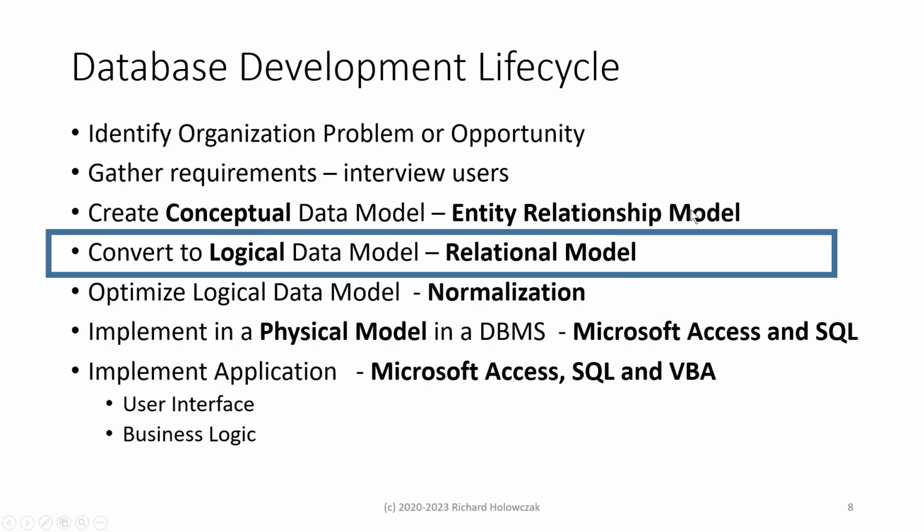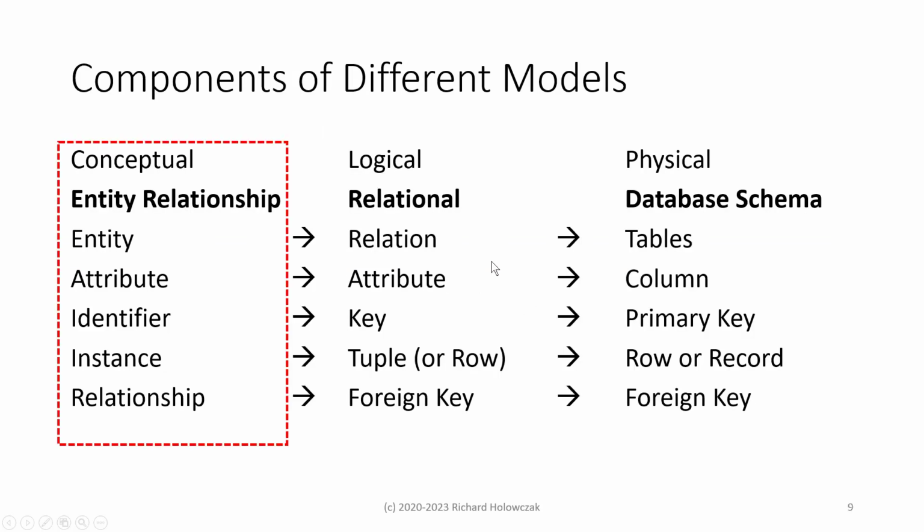Once we have agreement on the entity relationship model, the next stage in the life cycle is to convert that conceptual model into a logical data model. And in this example, we are using the relational model. So our ER model will turn into the relational model. When we were building our entity relationship model, we were concerned with things like entities, attributes, identifiers, instances, which are examples of the actual data, and relationships among the entities.